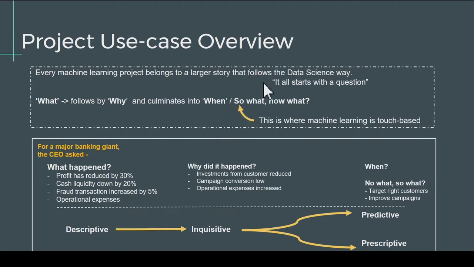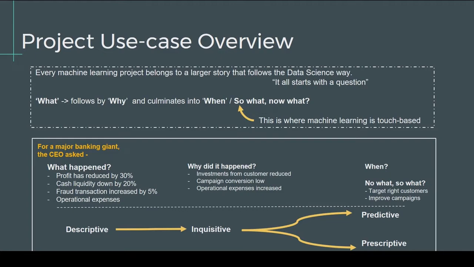Now, I understand this is a very abstract way to understand the overview of the project. So let's get into something more tangible. Now, just a small add-on before we begin. The machine learning project which we talk about is not actually the origin of any problem.